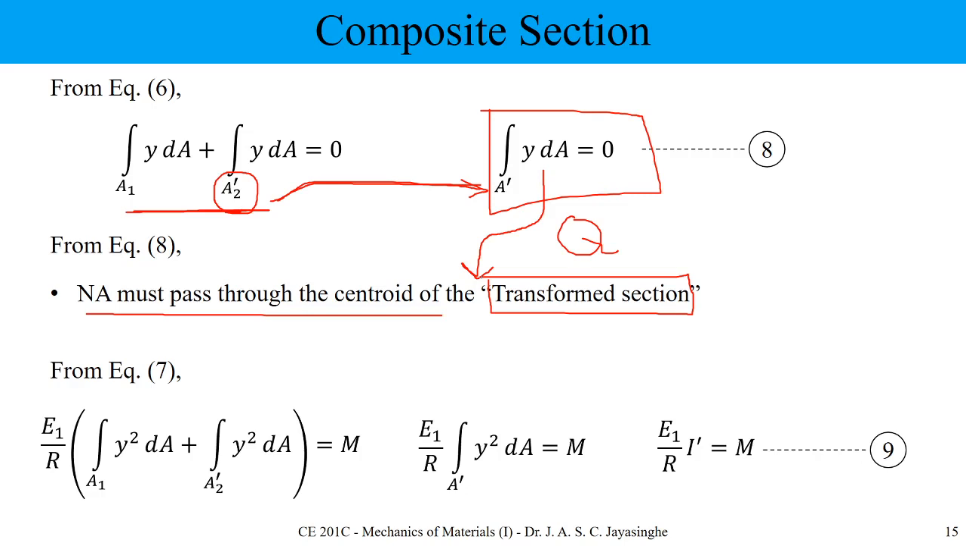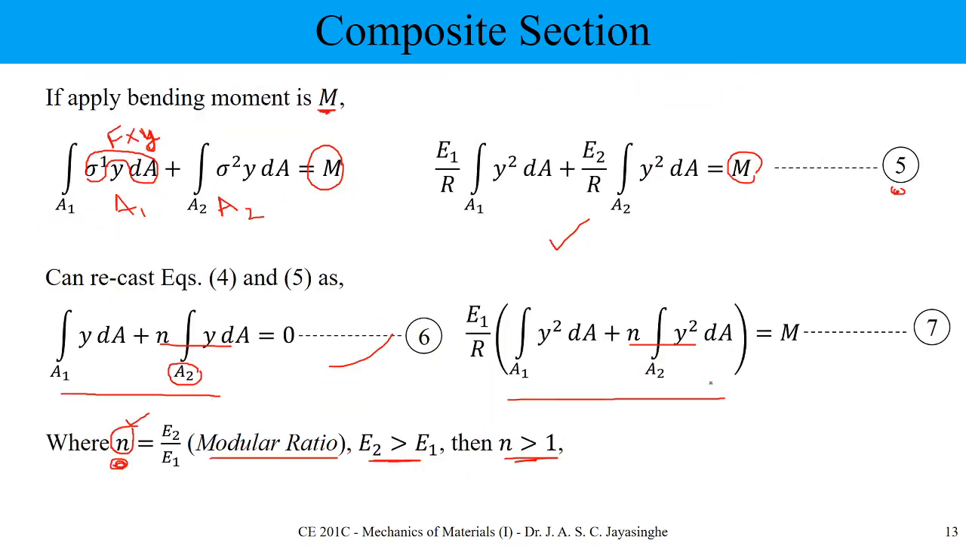Okay, that transformed section neutral axis. You need to work with the transformed section neutral axis. So simply your neutral axis should pass through the centroid of that transformed section. And after that, equation 7 we can rearrange again. Equation 7 means this one.